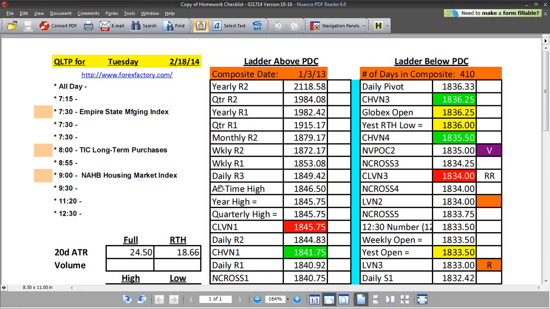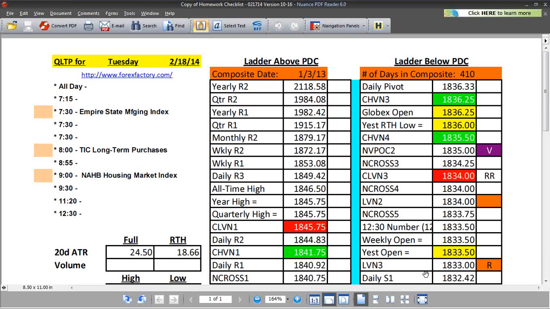This is what we call our QLTP. This is a sheet that is derived from the homework sheet that you see Howard and I working off every day, and we put this out into the Quantum Leap room each night. What it is, is a ladder above the previous day close and a ladder below the previous day close with all the key levels that we're looking for.